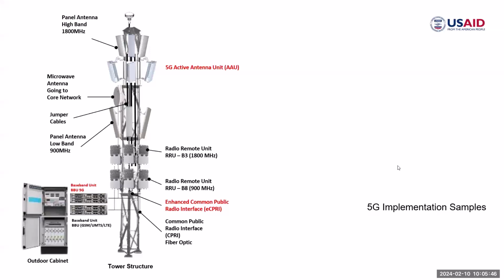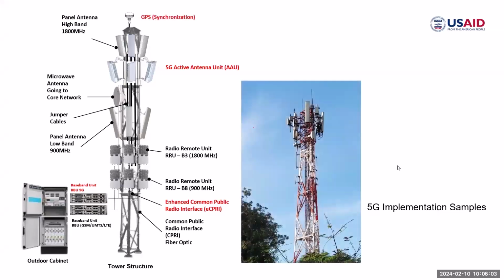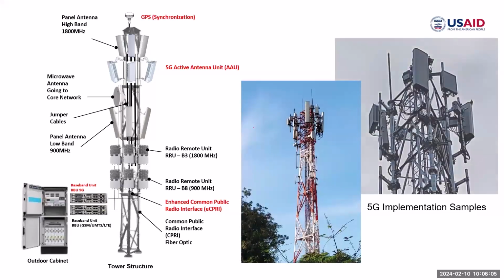Sa LTE natin, kasi nga NSA pa tayo, yung 5G sumasakay lang. Ayun pala, common public radio interface, nalimutan ko yung radio. So that's CPRI, which is fiber optic. Okay? And then you have the enhanced common public radio interface. Ito yung remote unit, mas malapit na sa antenna. Yan, mga example mga antenna natin. Makita active antenna. Yun yung mga massive MIMO natin, yung mga nagbe-beamforming.